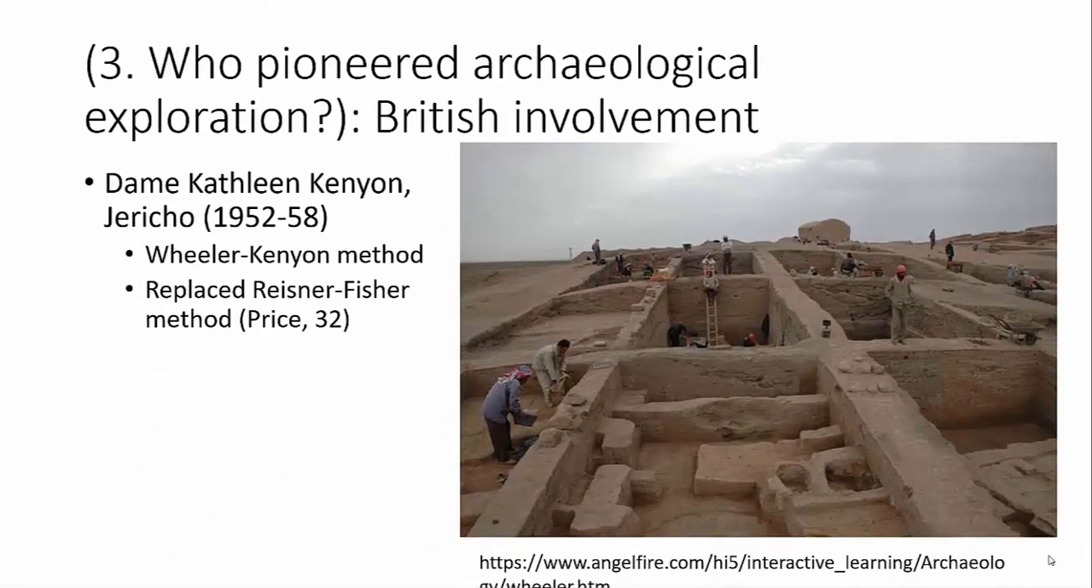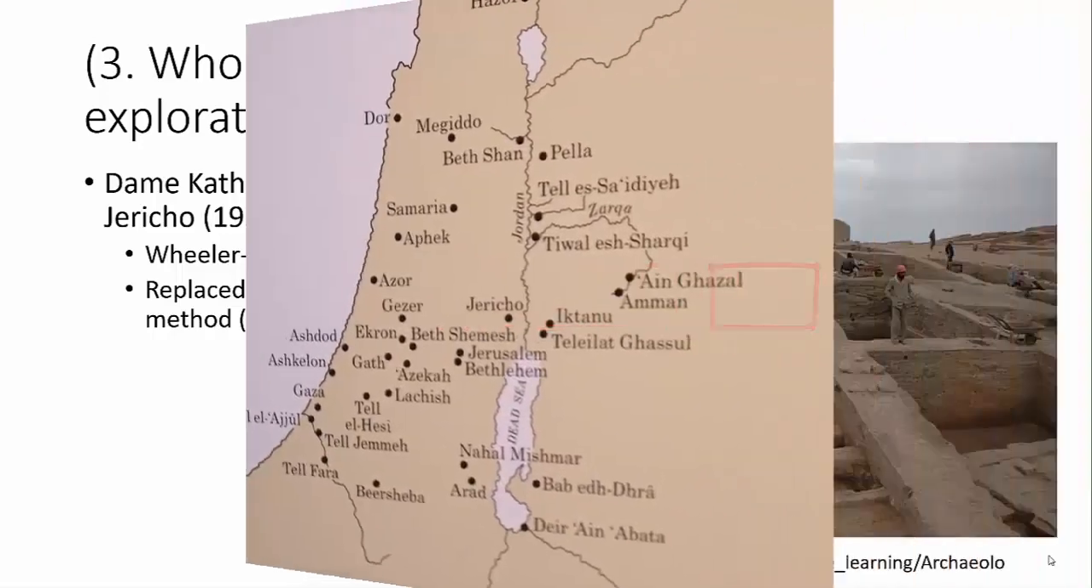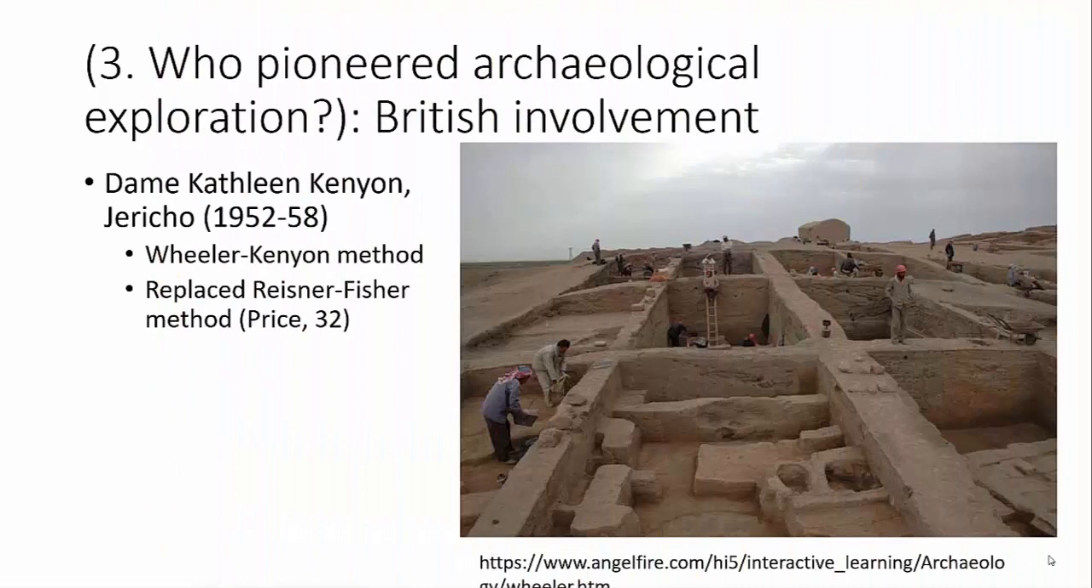Before leaving our brief snapshot of famous individuals involved in the early days of archaeology, we want to go back to British involvement and point out the role of Dame Kathleen Kenyon. She concentrated on Jericho. She's known for the Wheeler-Kenyon method of excavation. This contrasts with the Reisner-Fisher method.